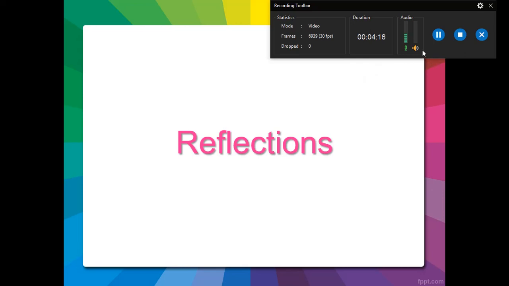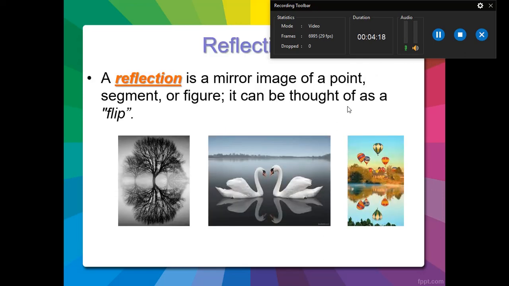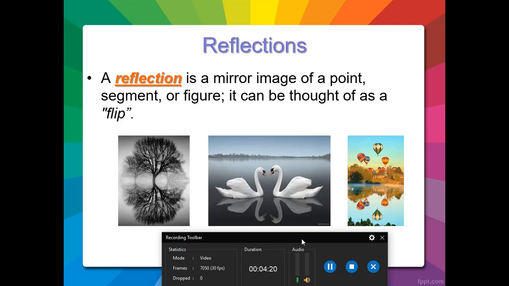Now we'll actually get into some reflections. When you have a reflection, you're creating a mirror image, and it can be of just a point, it could be a segment, it can be a line, or it can be a figure. We are taking our pre-image and basically flipping it over a line of symmetry. So sometimes they'll nickname a reflection a flip.